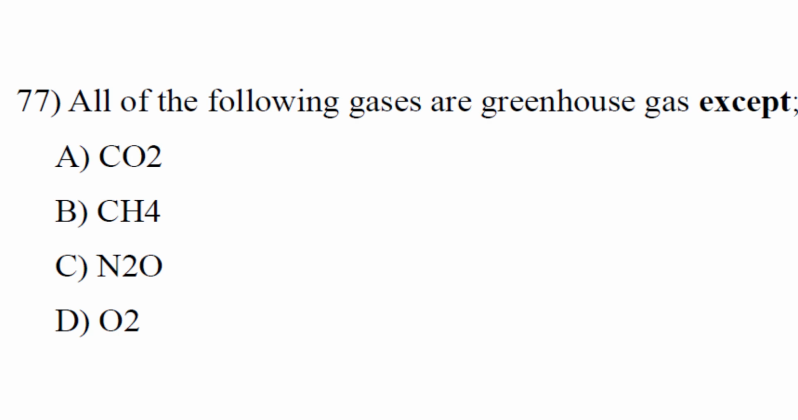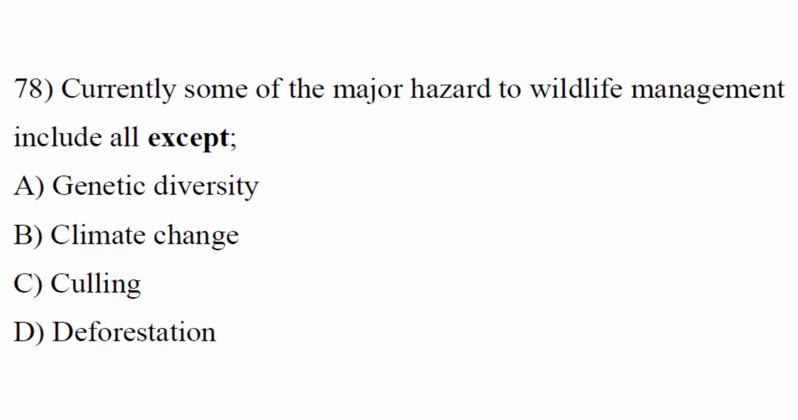77. All of the following gases are greenhouse gases except A. CO2. B. CH4. C. N2O. D. O2. Answer: D. O2.